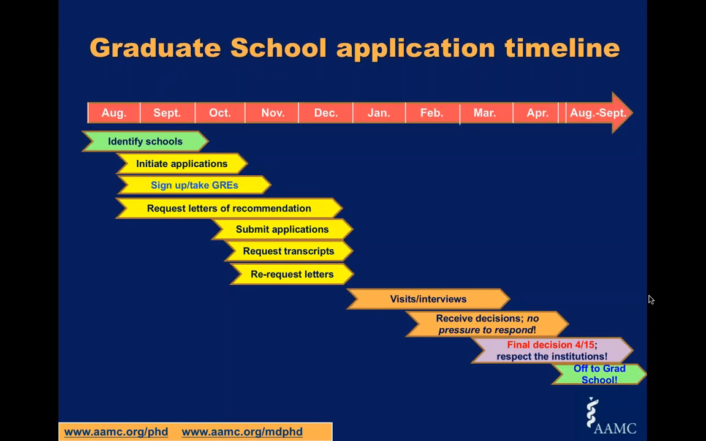But if you've decided earlier than that you do not want an offer, please let the school know so that they can take those positions and offer them out to other applicants. So by April 15th, you should know whether you've been accepted or not, and you should have made your decision about which school you'll be attending. And then you have the summer to prepare, and usually most schools start in August for their first year of graduate school.